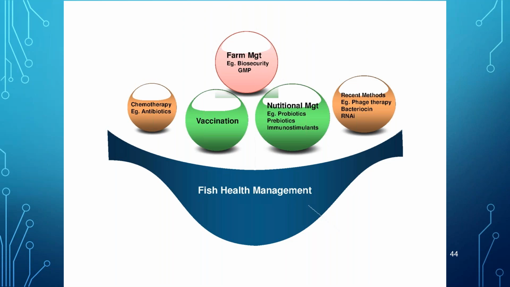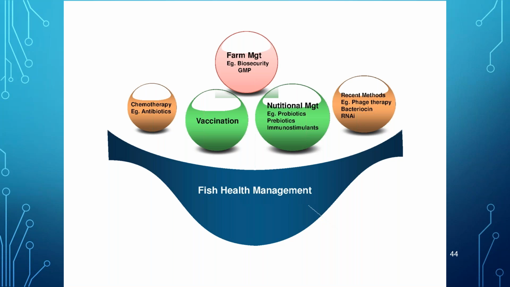So these are the farm management practices. Chemotherapy: if infected and properly diagnosed, then antibiotics would be used against bacterial pathogens, and antifungicides or antiparasitics against fungal and parasitic diseases. Thereafter, vaccination can be carried out wherever possible. Nutritional management, that is, probiotics and prebiotics or immunostimulants, can be used more rather than chemotherapy or antibiotics, as that creates resistance.